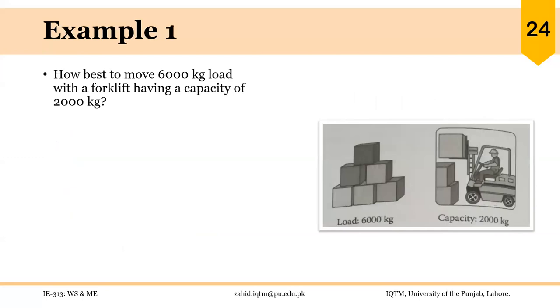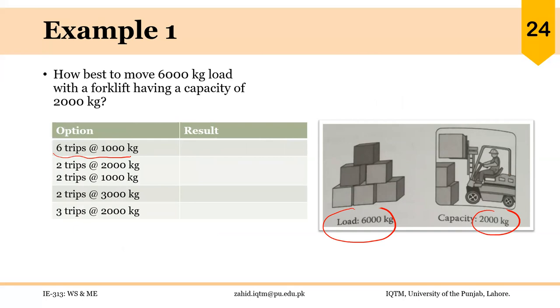So let's take a simple illustrative example. We have to move a load of 6,000 kilograms using a forklift truck that has a capacity of 2,000 kilograms. So if we use six trips, each of 1,000 kilograms, that will be muda, waste, because instead of three trips, we are having six trips. So that will be the waste of transportation. Now, if we make two trips of 2,000 kilograms each and two trips of 1,000 kilograms each, that will be mura or unevenness.